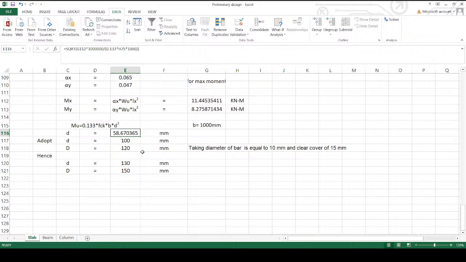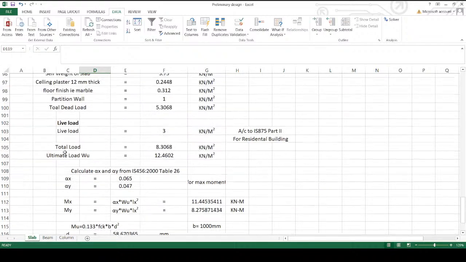But according to the Indian standard, the minimum depth of the slab should be greater than or equal to 100 mm. So I will take 100 mm; the depth of the slab should not be less than 100 mm. According to the NBC, the depth will be greater than 125 mm, but here I am going to design from the Indian Standard, so I have taken 100 mm. Overall depth D is equal to 100 mm plus 15 mm clear cover plus diameter of bar by 2, and the result is 120.